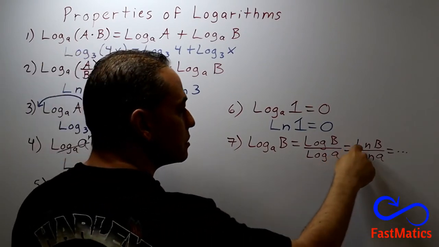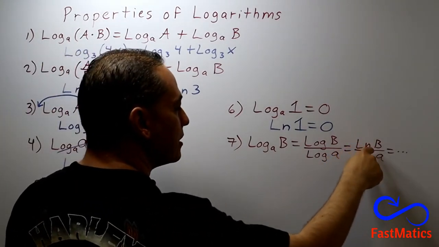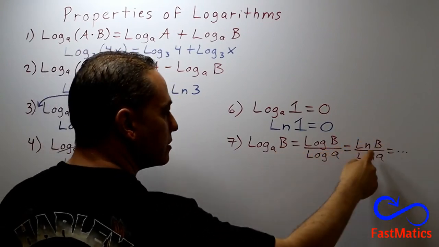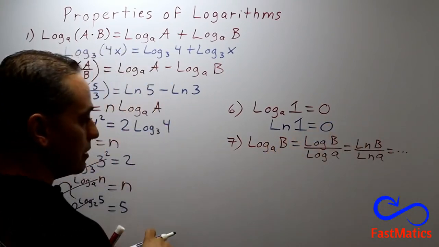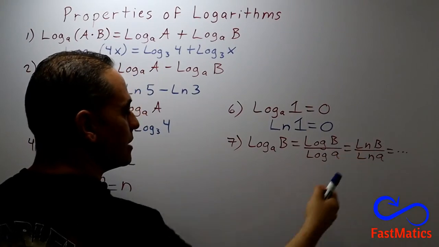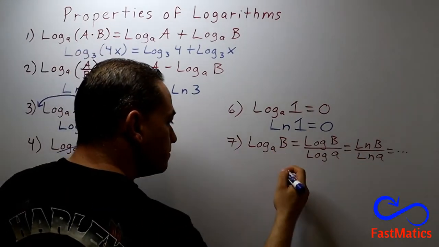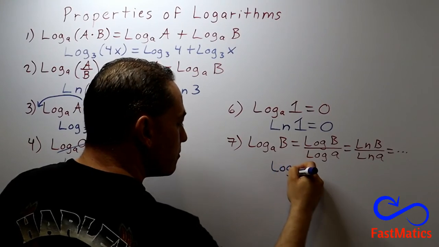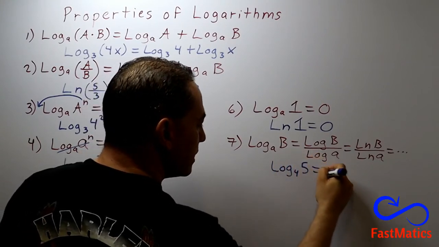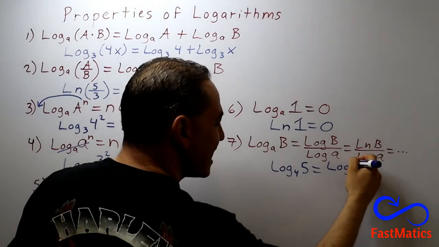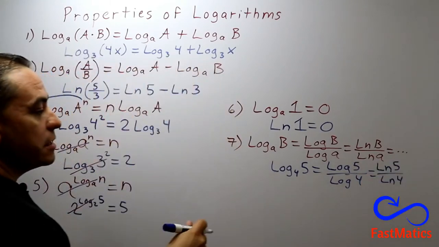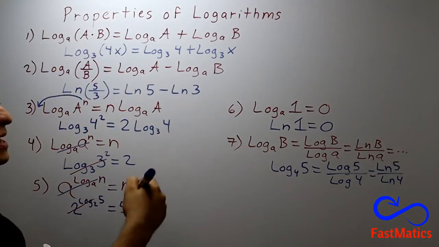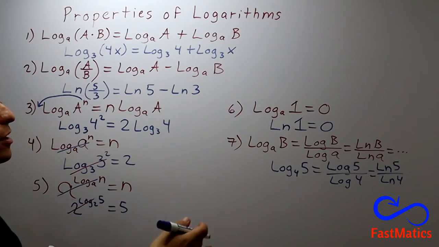Or maybe you want to use natural logarithm ln of the argument divided by ln of the base, etc. You can use no matter what base you put. For instance, logarithm base 4 of 5 will be equal to logarithm base 10 of 5 divided by logarithm base 10 of 4. Or maybe you could put logarithm base 3 of 5 divided by logarithm base 3 of 4, etc.